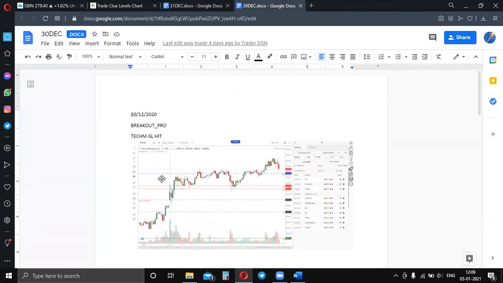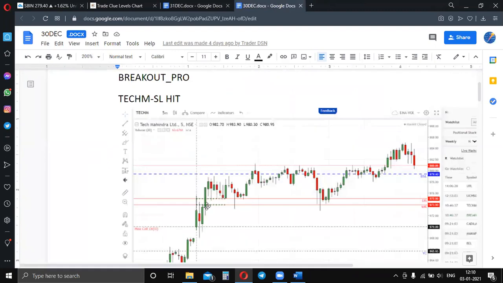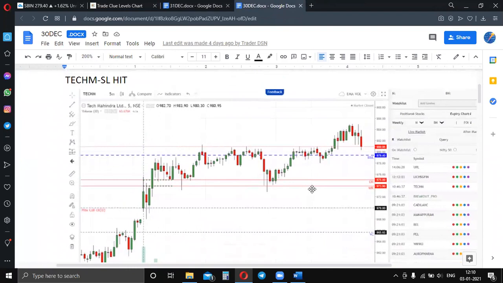On the 30th, we had Tekem, which took our stop loss. Let's see. Now, this stock came near 1046 for a buying opportunity. Actually, it did not move either way. It went completely sideways, and that's why we decided to trail our stop loss and exit from it.